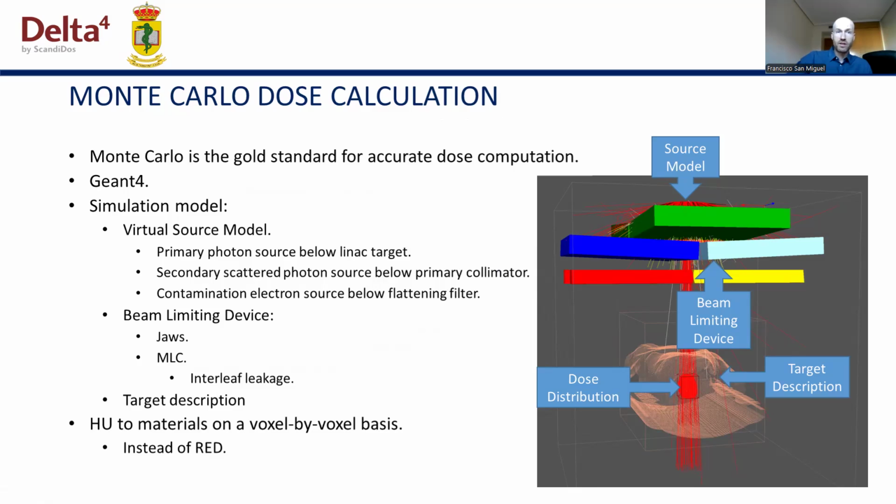It should be noted here that the interleaf leakage is modeled by separating the MLC leaves from each other, creating a small gap between them to allow the correct amount of leakage through. This interleaf leakage is modeled in the field center, so the accuracy of the leakage modeling will thus be highest in the field center and lower towards the edges of the field.